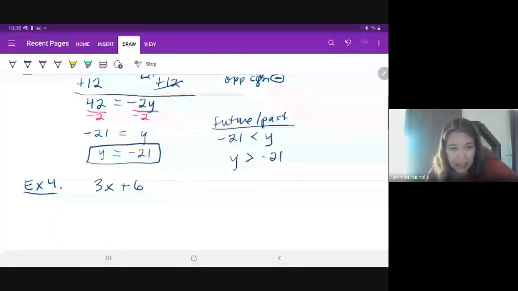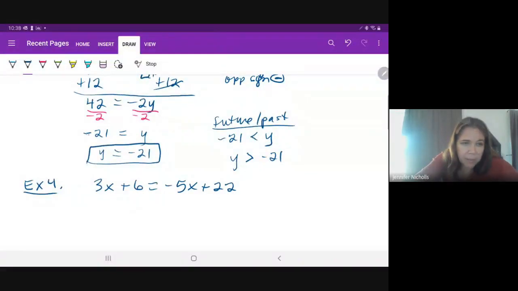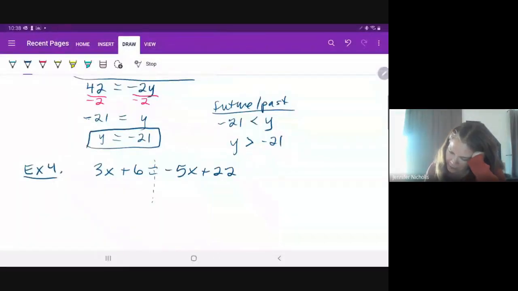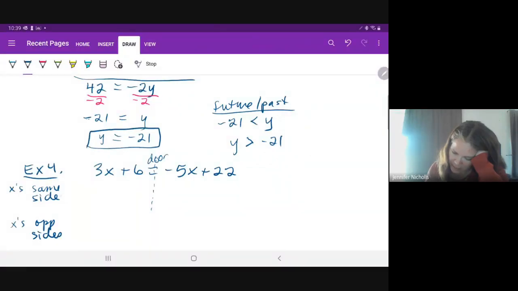So 3x plus 6 equals -5x plus 22. Now, is this a like term problem? I feel like it's like terms, but I have a slight problem. I call this my door. Are the x's on the same side? So let's write a little note. So x's, are they on the same side? Or are the x's on opposite sides? Now this you guys haven't seen too much because you were in geometry last year. Yeah, they're on opposite sides.